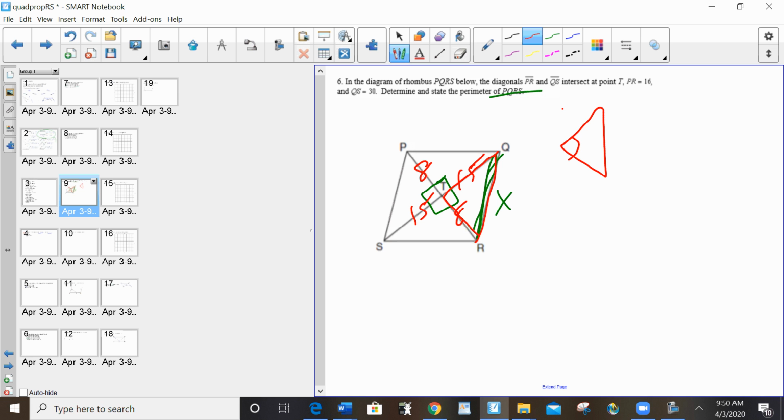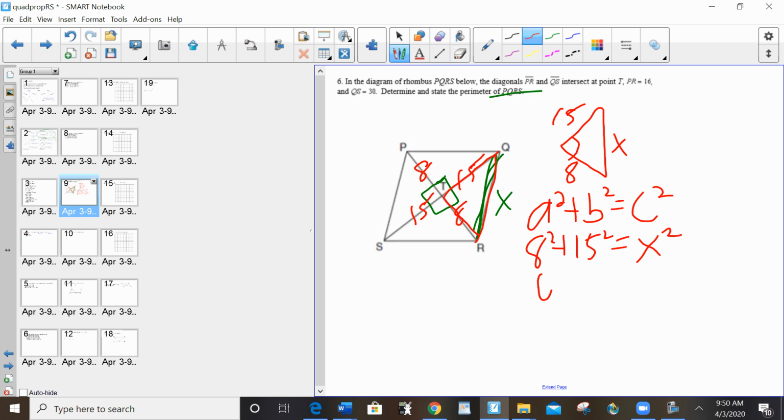I have a right triangle. I have 15. I have 8. I want to find that. To find the third side, when I have two sides in a right triangle, that's when I use the Pythagorean theorem. So it's 8 squared plus 15 squared equals x squared.